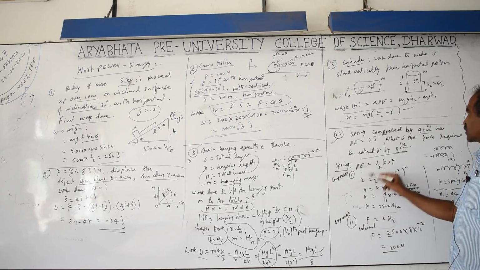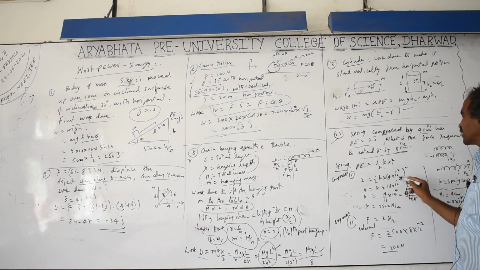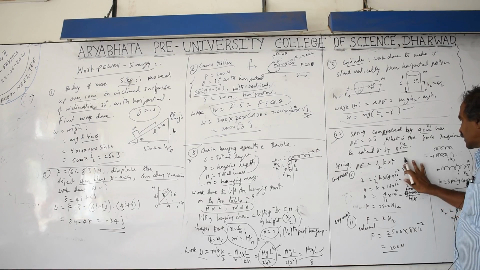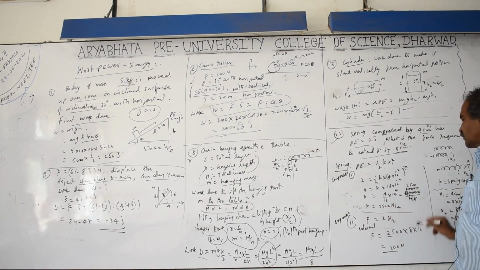Potential energy given is 2 joules, and half k into x1 squared. x1 is 4 centimeters, converted to meters, 4 into 10 to the power minus 2 meters, squared. So 2 into 2 is 4 equal to k into 4 squared, 16, into 10 to the power of minus 2 squared, which is minus 4. So k is 4 by 16 into 10 to the power of minus 4. Taking it to the numerator, it becomes 10 to the power of plus 4. The result is 2500 newton per meter, the value of k.